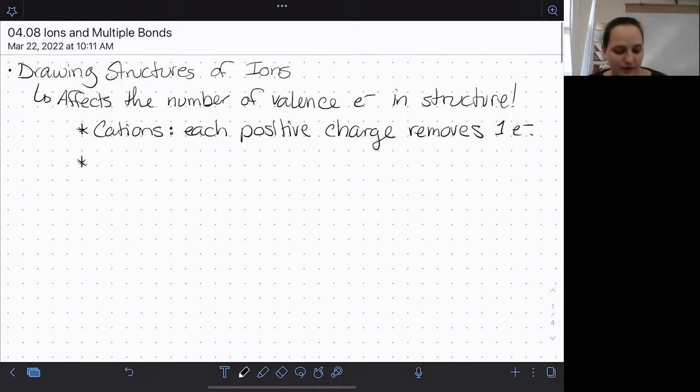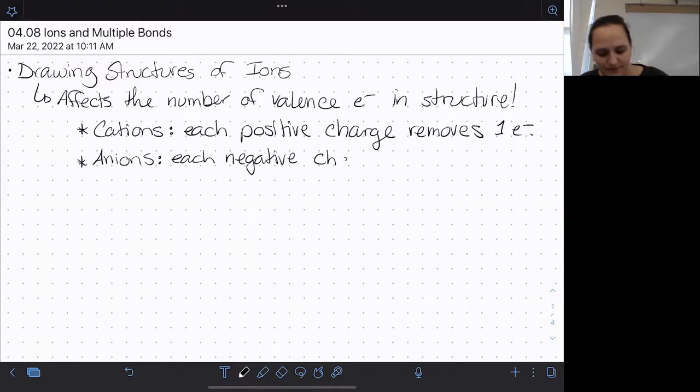For anions, we have the opposite situation. Anions being negatively charged means there are extra electrons. Electrons are negatively charged, so if the thing is negative overall, it's got some extras. So each negative charge adds an electron. So that's just something to keep in mind if you're drawing the structure of an ion, to make sure you adjust that number of valence electrons correctly. Remember, if you don't end up with the right number of electrons in the structure, you haven't actually drawn the thing you think you drew. So you need to make sure you're keeping track of that.